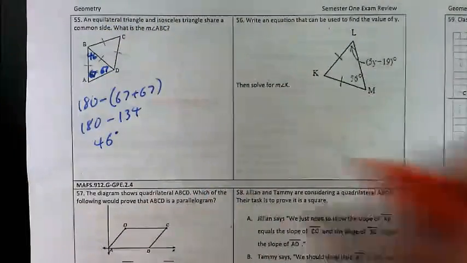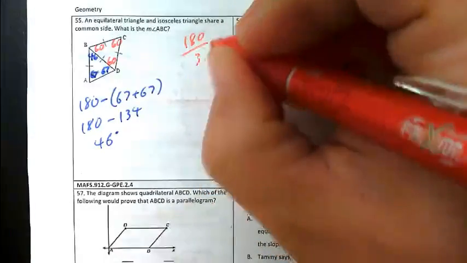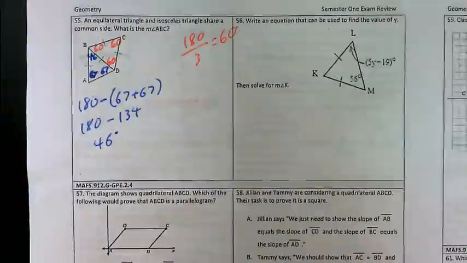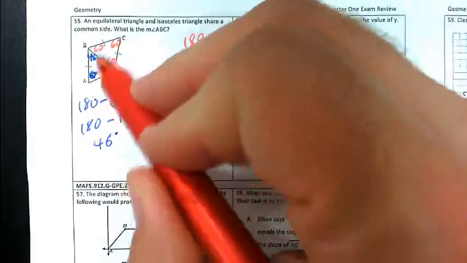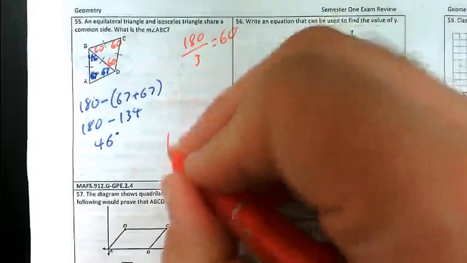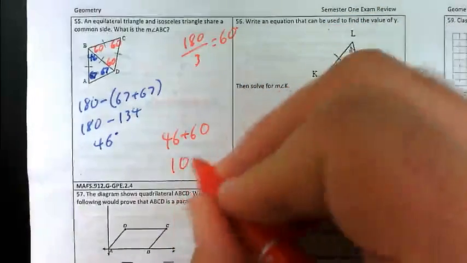Well, this one, it said the other triangle is equilateral. All the angles in an equilateral triangle are 60 degrees, because equilateral triangles are also equiangular, so you can take the 180, divide by 3, and that gives us 60 for all the angles. So our final answer here, we have to combine these two to get ABC. So 46 plus 60 gives us a total of 106.